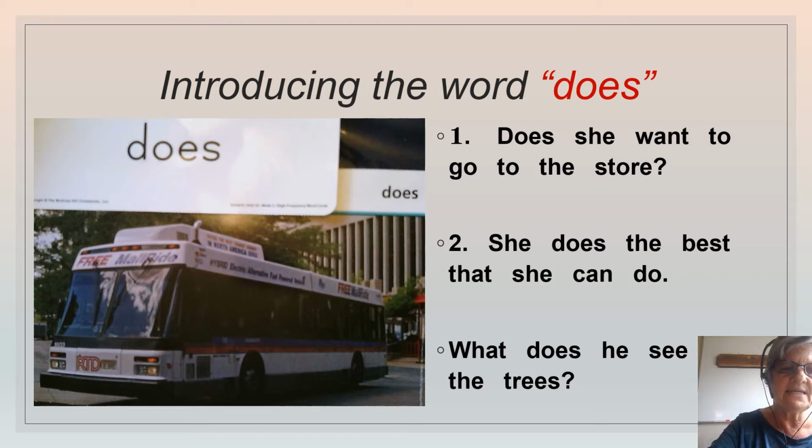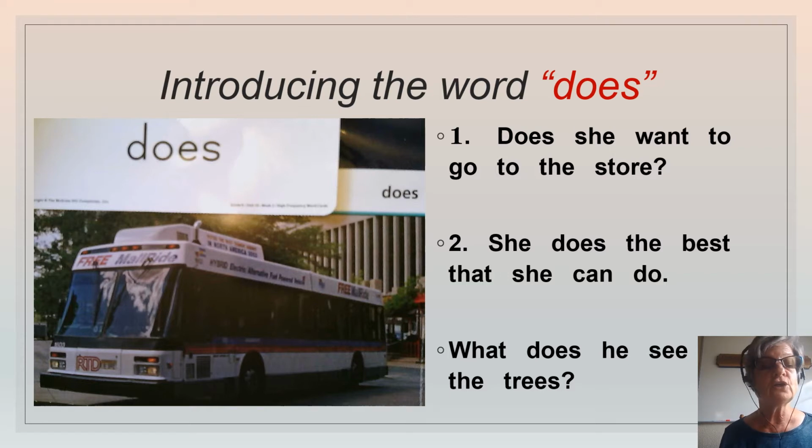Let's point. D-O-E-S, does. Let's do it one more time. Be sure to point to it. D-O-E-S, does. Below that, you see a picture of a bus. That's the kind of bus you probably see in a city. And I'm going to use a sentence with the word does in it. Where does the bus go? I use the word does in a sentence.